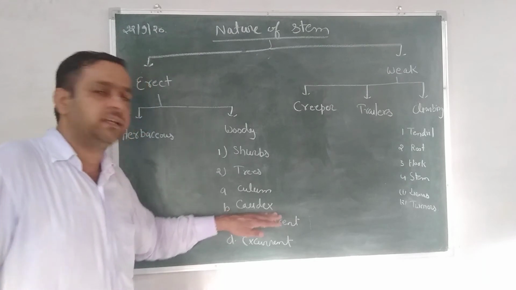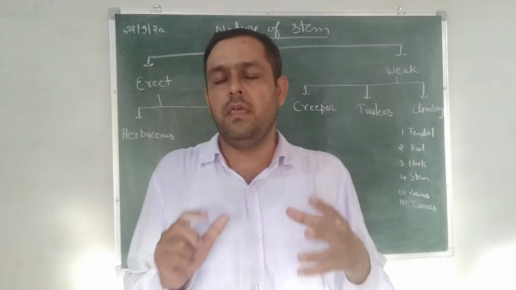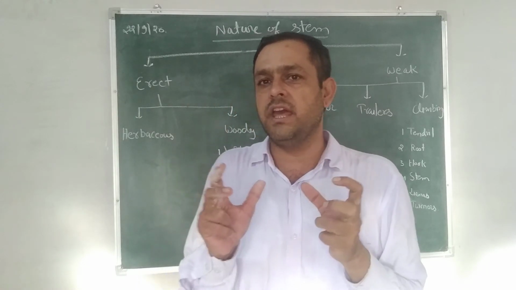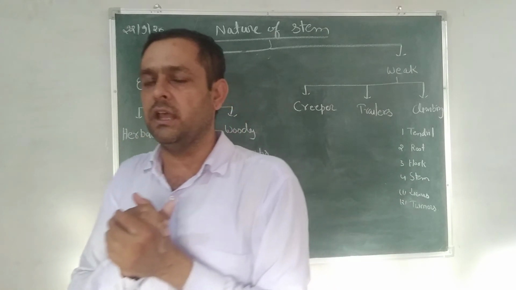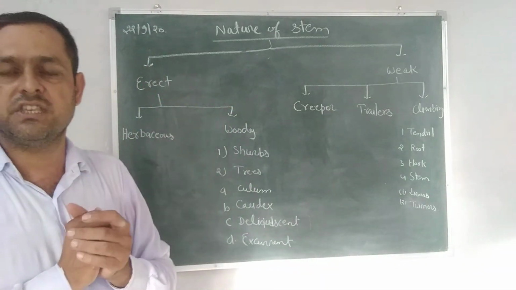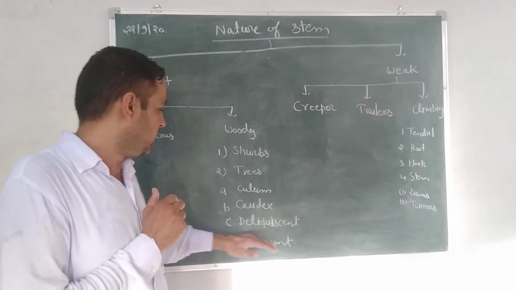First, culm. Whenever the nodes and internodes are shown on the stem, then it is called culm. Second, caudex. Whenever the leaves cover just the upper part of the stem, and just like the crown of a king, the leaves make a structure like a crown, that is called caudex.